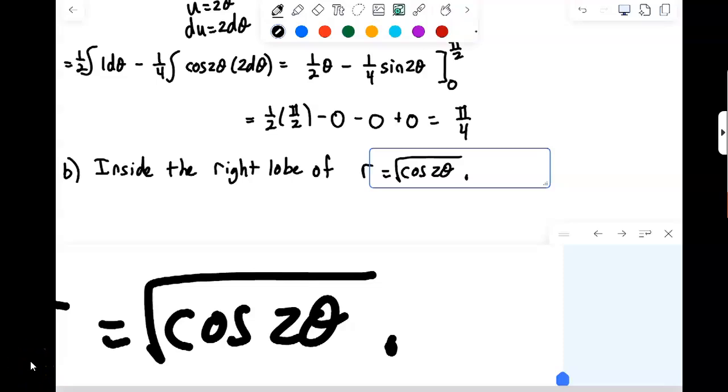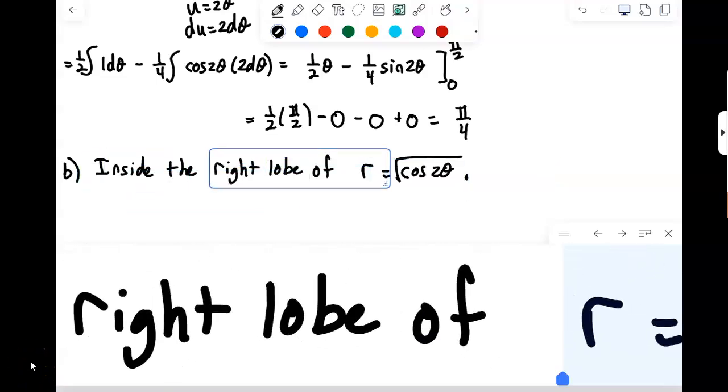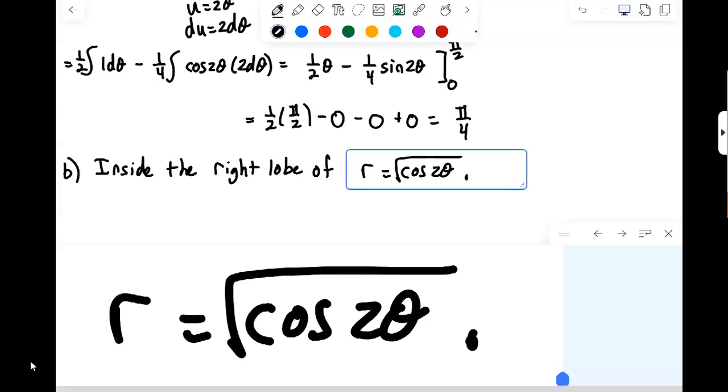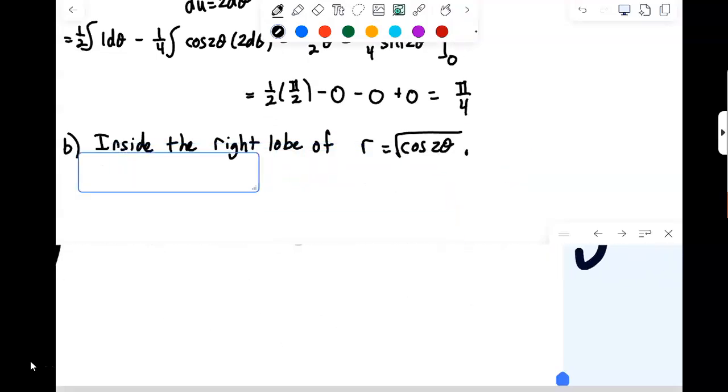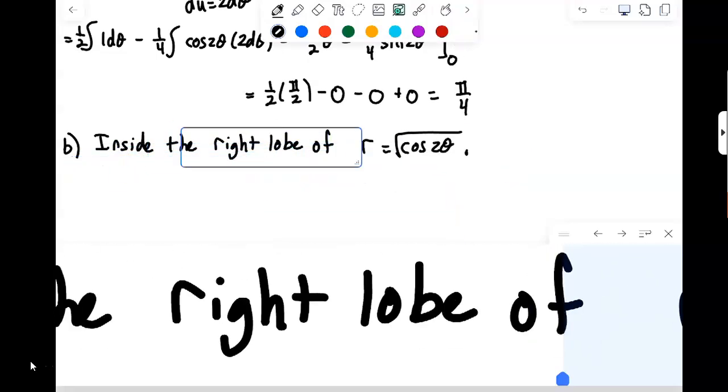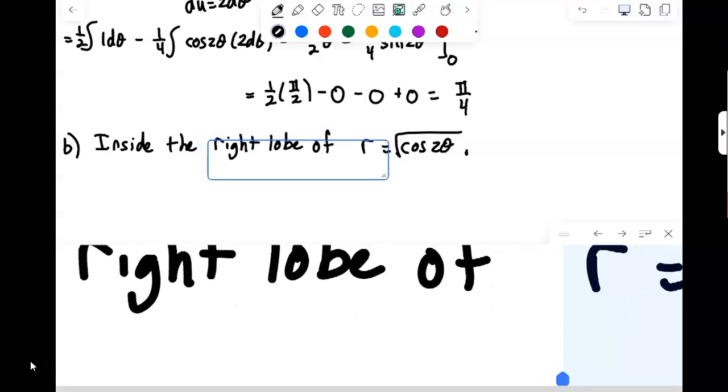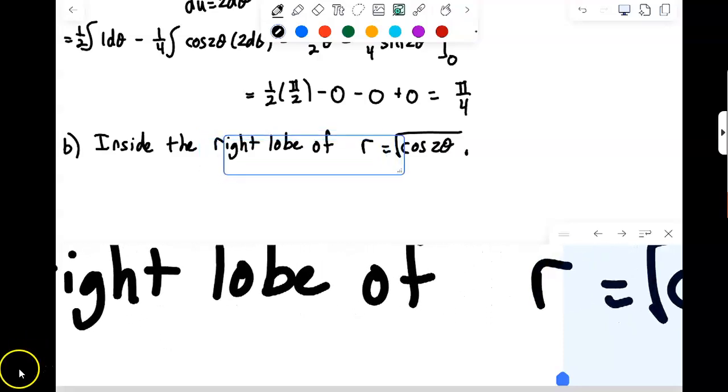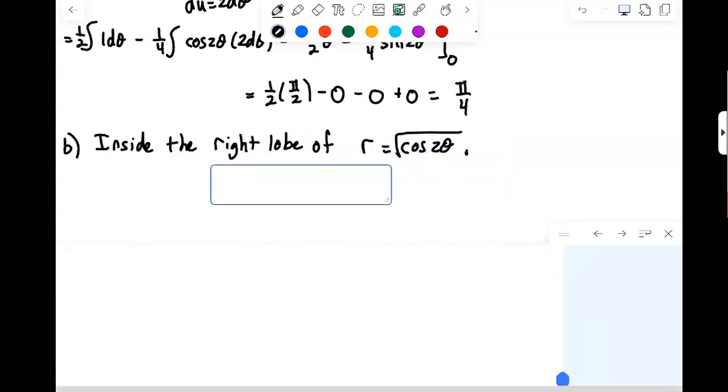All right, so let's consider this example here. We want to find the area inside the right lobe of r equals the square root of cosine of 2 theta. Okay, so let's take a look at the graph and see exactly what it's talking about, our right lobe, and also what we can get as far as limits of integration. How are we going to integrate?